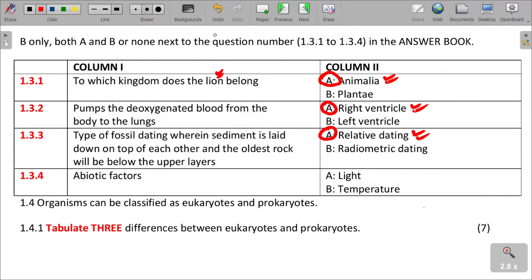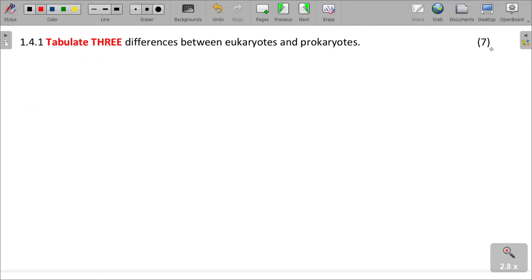And then organisms can be classified as eukaryotes and prokaryotes. I have given this one again in the latest video, the most recent one, which explains what we are talking about now. Tabulate means draw a table of differences between the two classes.